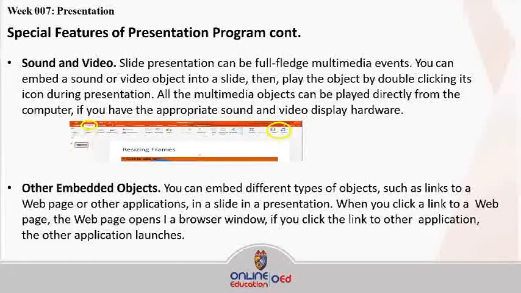Okay, then other embedded objects. You can embed different types of objects such as links to a web page or other applications in a slide in a presentation. So when you click a link to a web page, the web page opens in a browser window. If you click the link to another application, the other application launches. So that is the special feature of the presentation program.